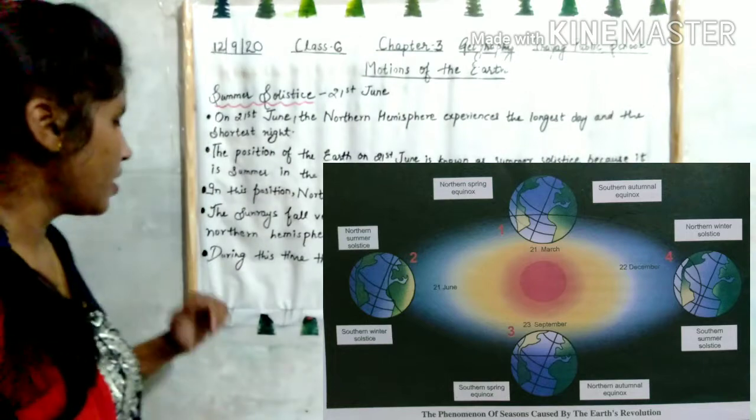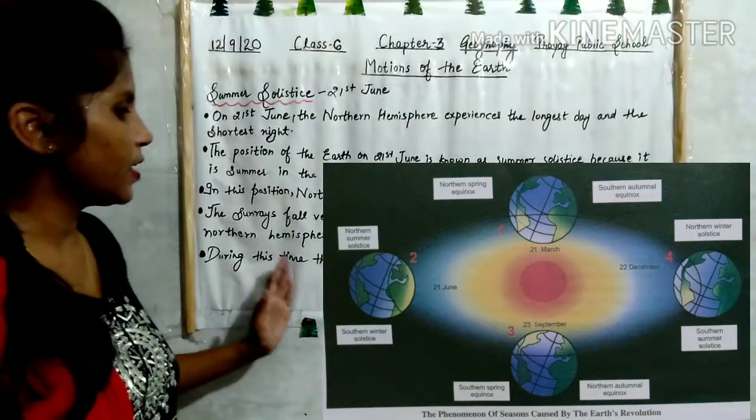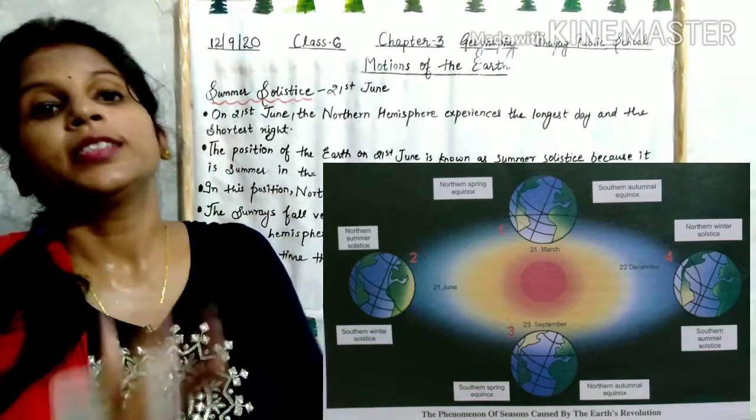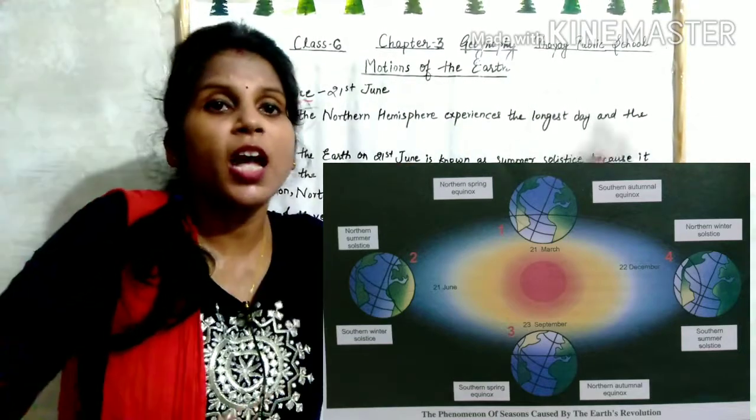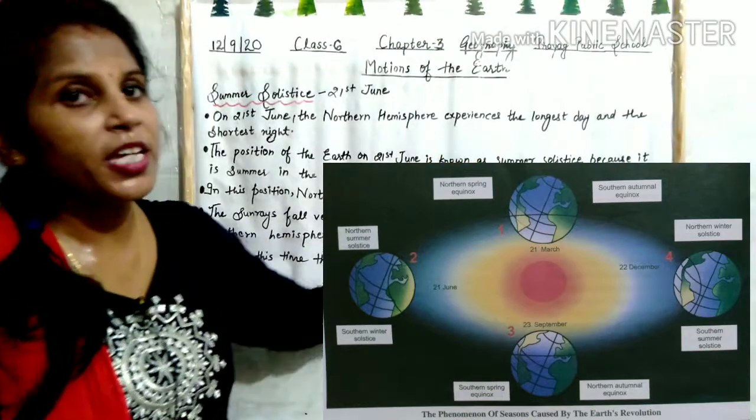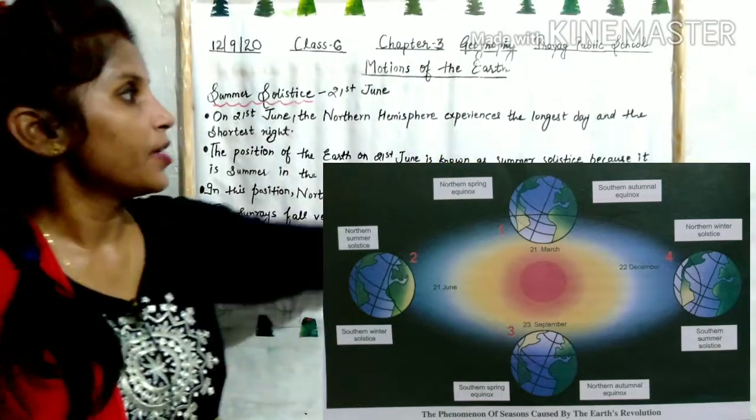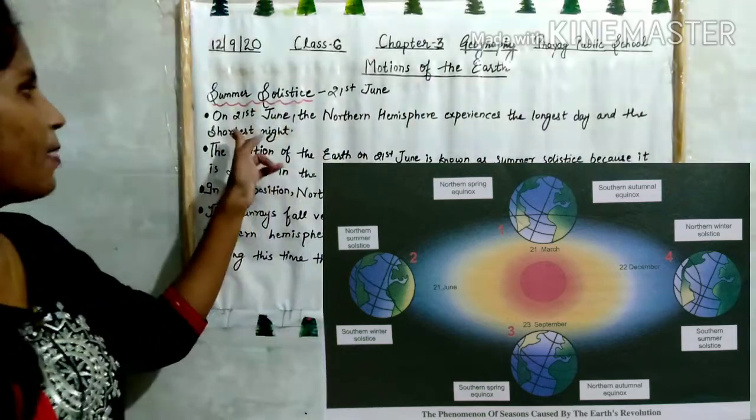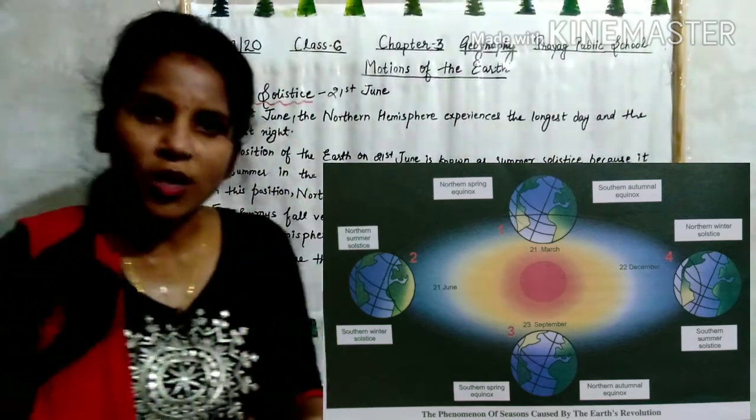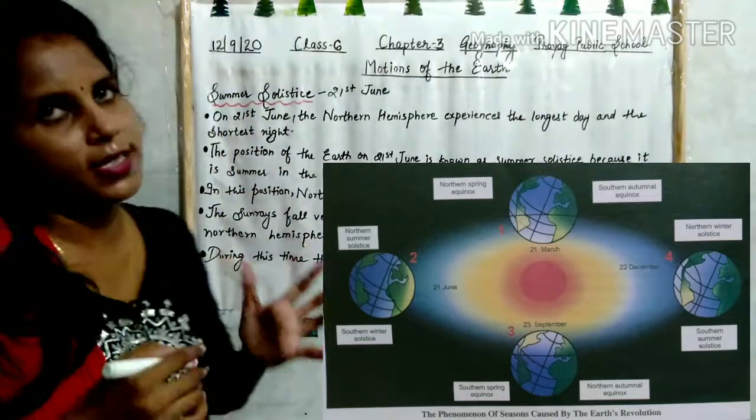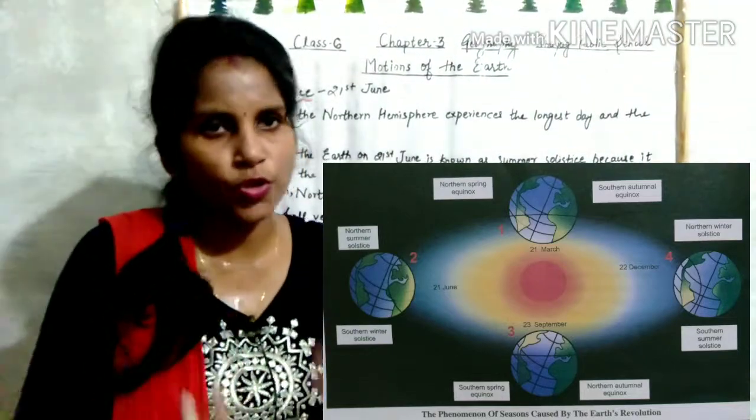Then fifth, during this time the conditions are just reverse in the southern hemisphere. And if we look at the southern hemisphere, what will happen? It will be reverse. Here it is summer in the northern, and here it will become winter. Here is the longest day, here it becomes the shortest day, and here is the shortest night, here it becomes the longest night. So this was about the summer solstice, which is on 21st June.